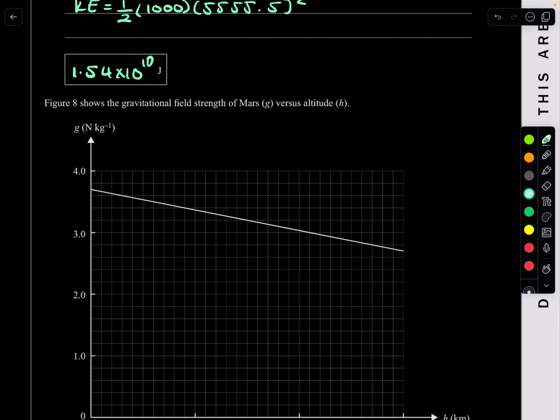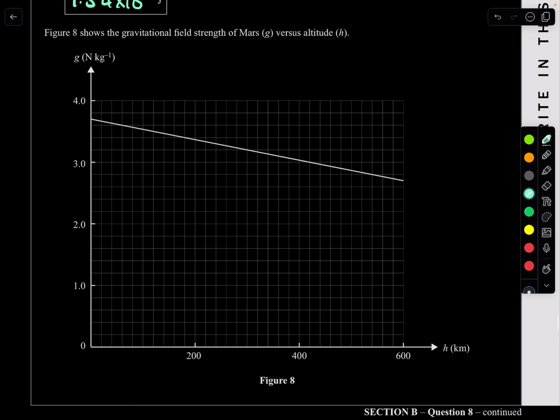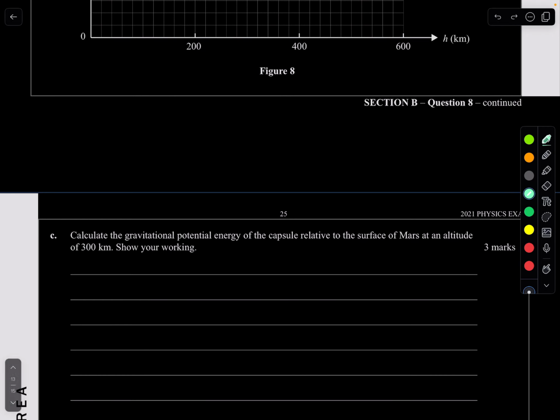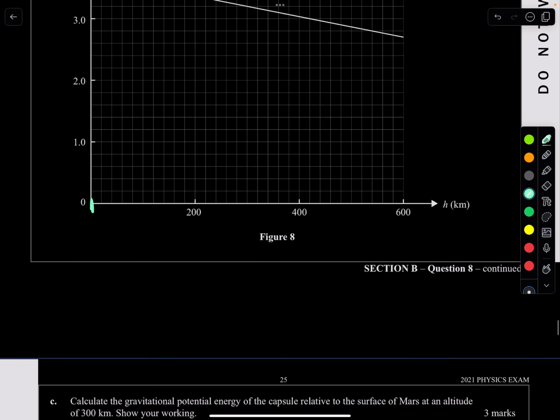And so figure 8 shows the gravitational field strength of Mars versus altitude. This is at the surface of Mars. Calculate the gravitational potential energy of the capsule relative to the surface of Mars at an altitude of 300 kilometers. So from the surface, which is over here, to 300 kilometers, which is halfway through here. So 1, 2, 3, 4, 5, 6, 7, 8, 9, 10, halfway is 5. So here is 300 kilometers.